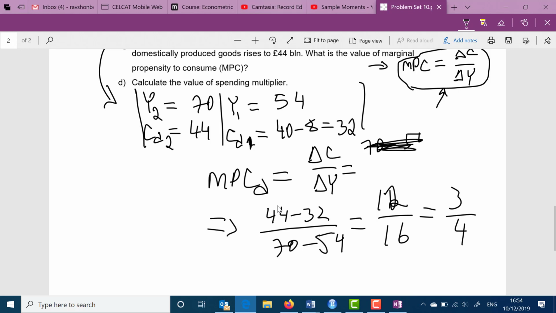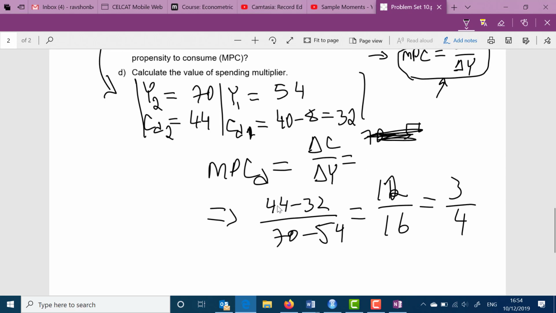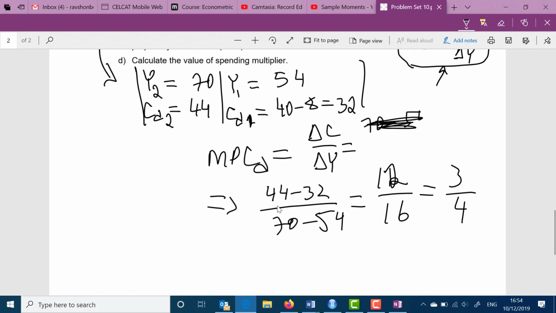What does this imply, guys? If our income increased by £1, we spend 75% of it, yeah?